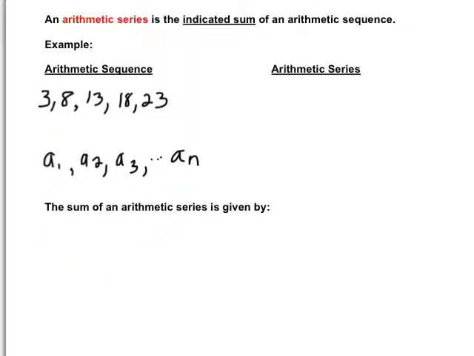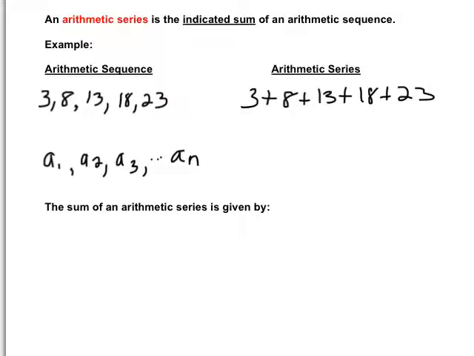So now we're going to talk about an arithmetic series. An arithmetic series is the indicated sum of an arithmetic sequence. So the indicated sum is the string of numbers that represents the sum, but it isn't actually a single number. Let me explain. If I have an arithmetic sequence, 3, 8, 13, 18, 23, the equivalent arithmetic series is 3 plus 8 plus 13 plus 18 plus 23.